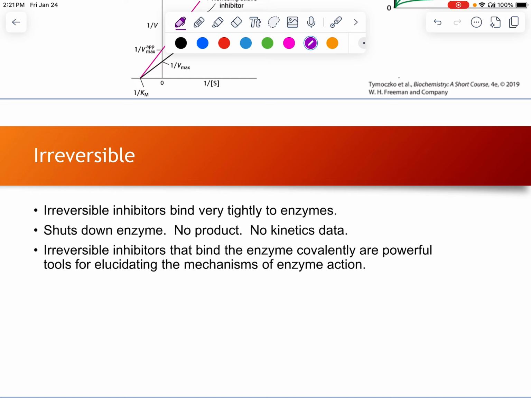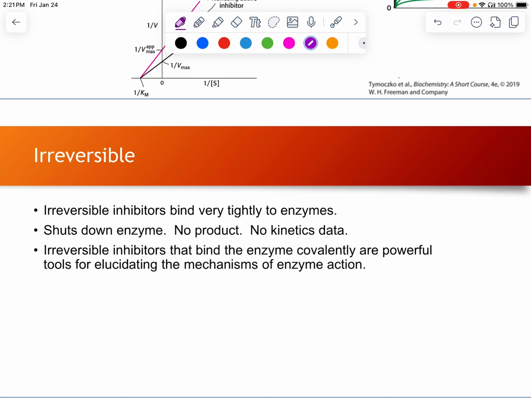So an irreversible inhibitor, once it bonds to the enzyme, it's done, right? It is not going to release. It oftentimes bonds really tightly with some sort of covalent bonds, shuts down the enzyme. We're not going to get products. So we don't have any kinetics data. We can't graph these same graphs because there's no products to measure.